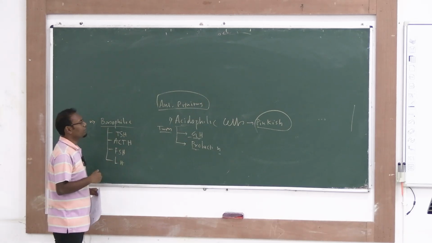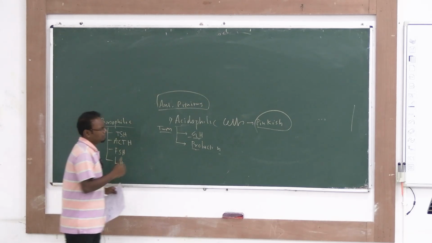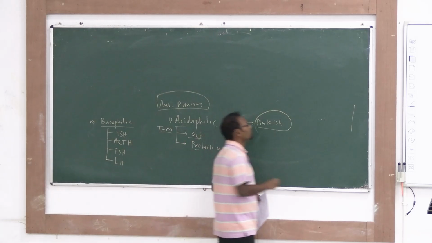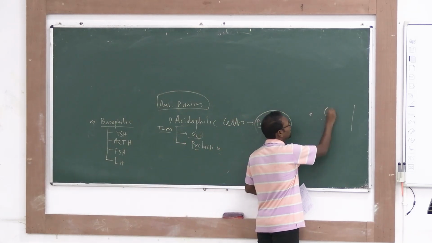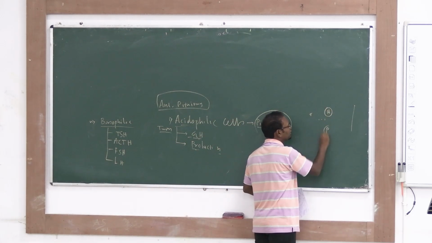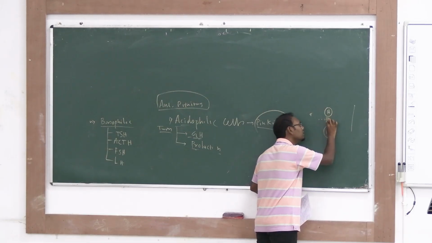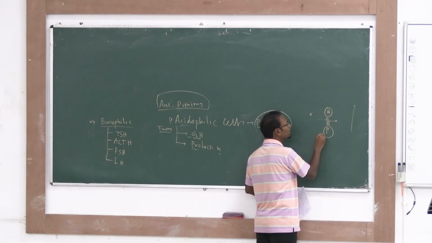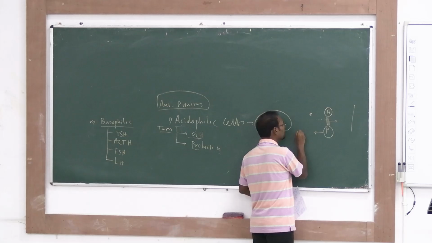So this is the basic of it. Some extra things: that is your hypothalamus and that is your pituitary. In between them there is a connection. The pituitary has another name, also called hypophysis.